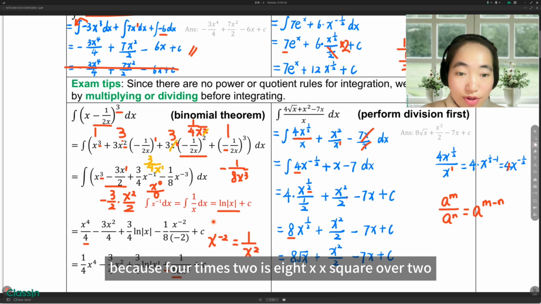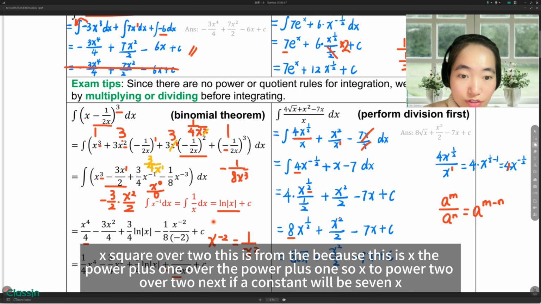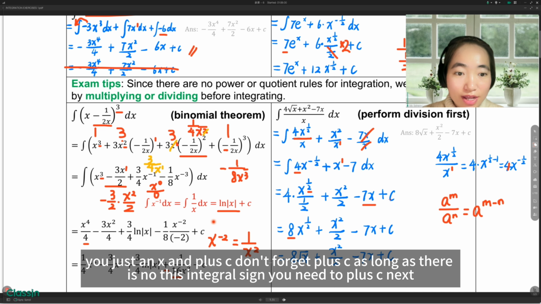Next, x squared over 2. This is because x, the power plus 1 over the power plus 1. So x to the power 2 over 2. Next, if the constant, it will be 7x. You just add x and plus c. Don't forget plus c. As long as there's no integral sign, you need to plus c.